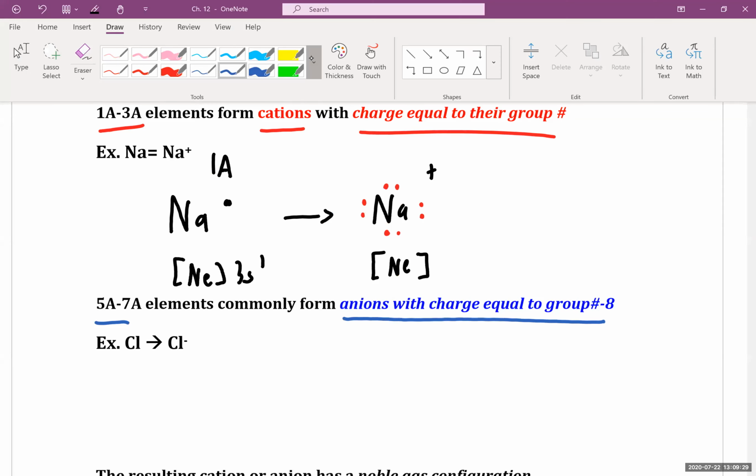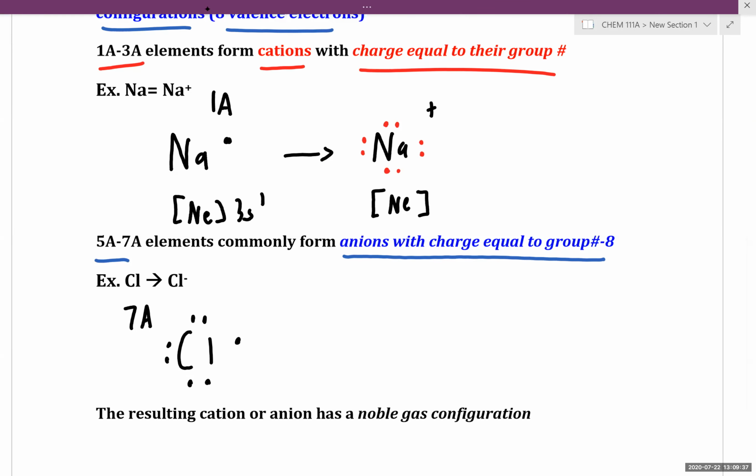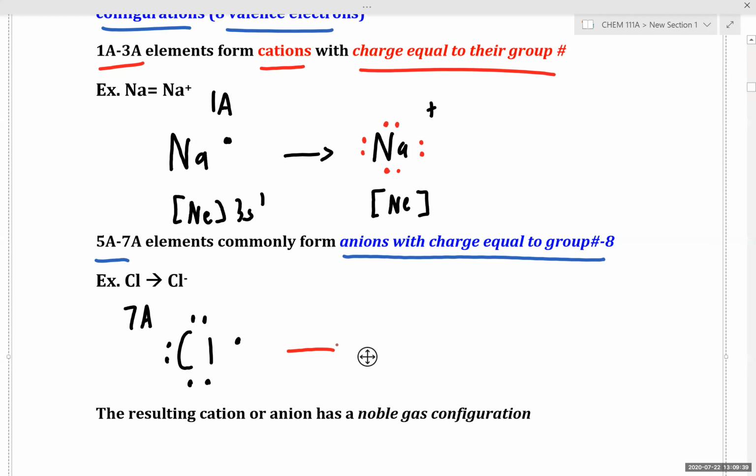So why the group number minus 8? Let's look at chlorine. Chlorine is a 7A element, and it has a total of 7 valence electrons. So in order to reach a full valence shell, 8 valence electrons, how many electrons do I need to add? How many electrons do I need to gain?